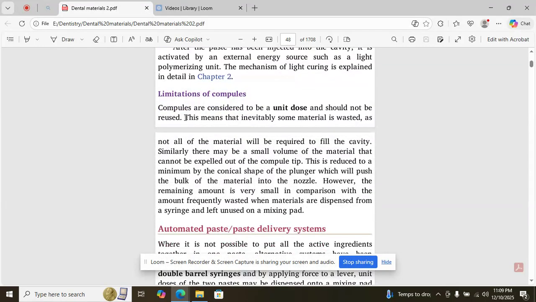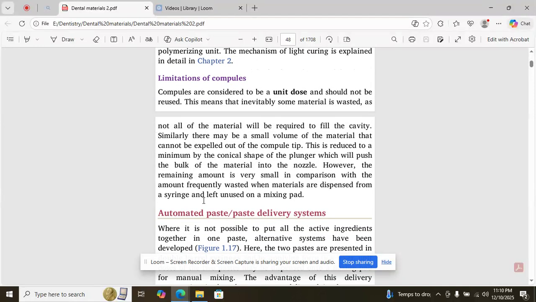Limitations of compules: Compules are considered to be a unit dose and should not be reused. This means that inevitably some material is wasted as not all of the material will be required to fill the cavity. Similarly, there may be a small volume of the material that cannot be expelled out of the compule tip. This is reduced to a minimum by the conical shape of the plunger, which will push the bulk of the material into the nozzle. However, the remaining amount is very small in comparison with the amount frequently wasted when materials are dispensed from a syringe and left unused on a mixing pad.